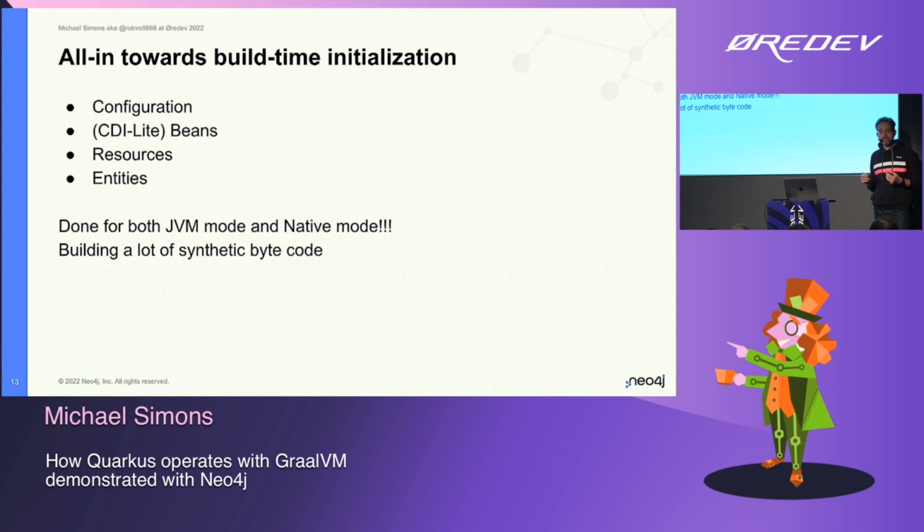So the challenge of the assumption that there is not an open world in the JVM applies to the JVM mode of Quarkus as well. So that was a combined learning for us. And what they're doing is they're building a lot of synthetic bytecodes doing compilation.